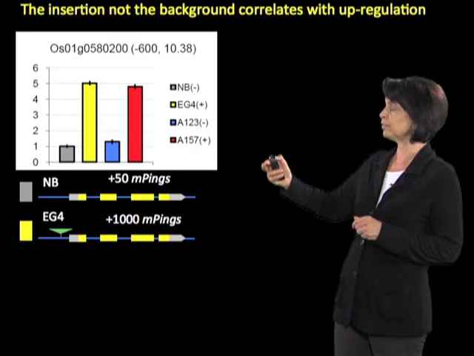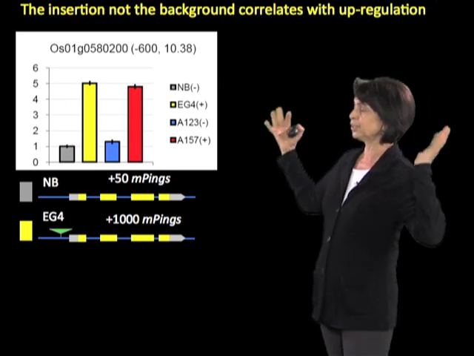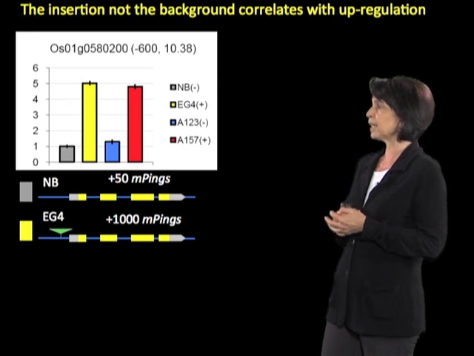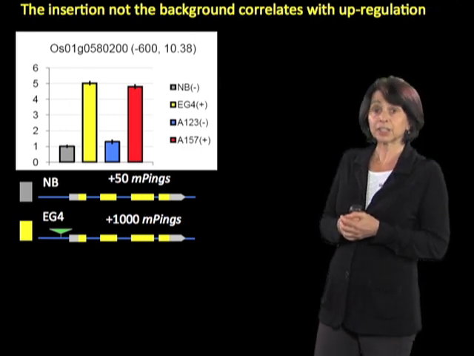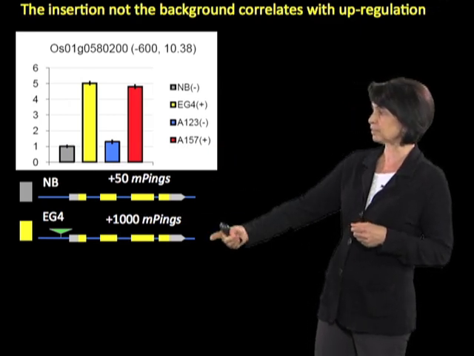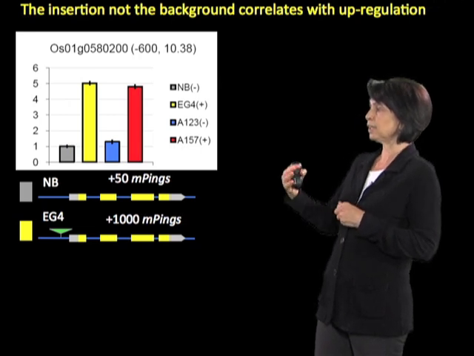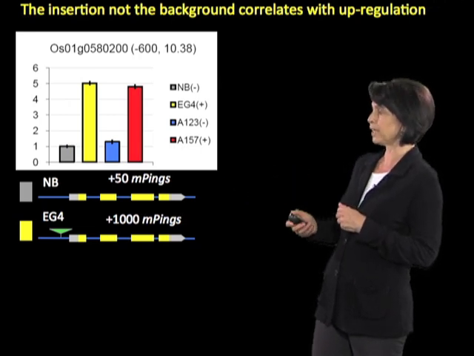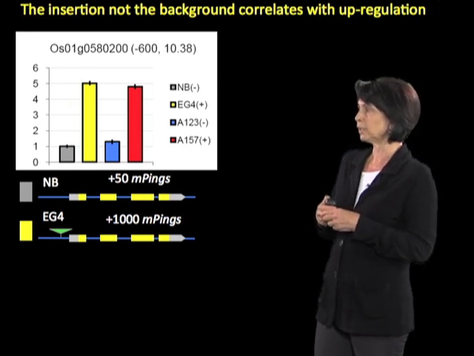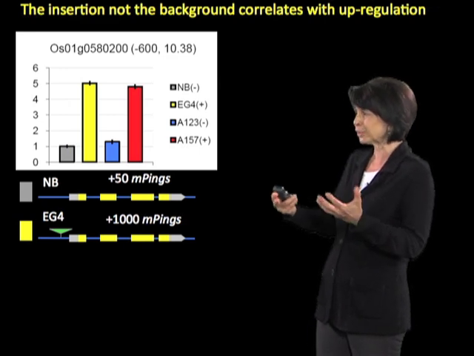So here, what I'm showing is a histogram. This is a particular gene, OS01G. It's a rice gene, an annotated rice gene. The minus 600 means that it has an insertion of Emping 600 base pairs upstream from the transcription start site. And that's shown in this schematic below here. So what you see is that in Nippon-Bari, which is the gray, we see a level of transcription which is set arbitrarily as 1. In EG4, we see about 5-fold more transcripts.